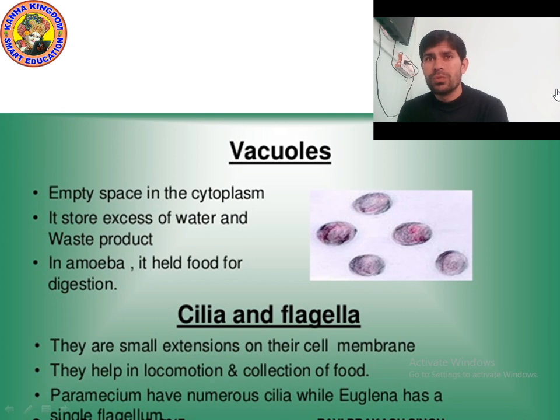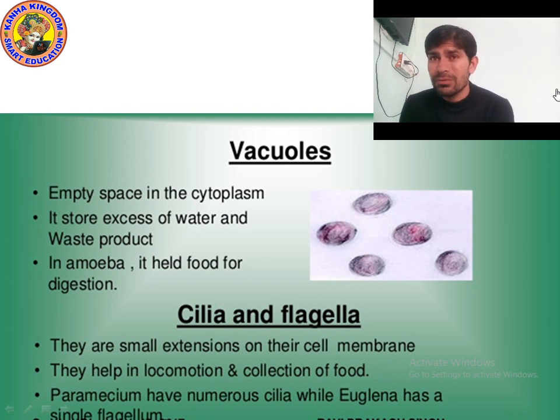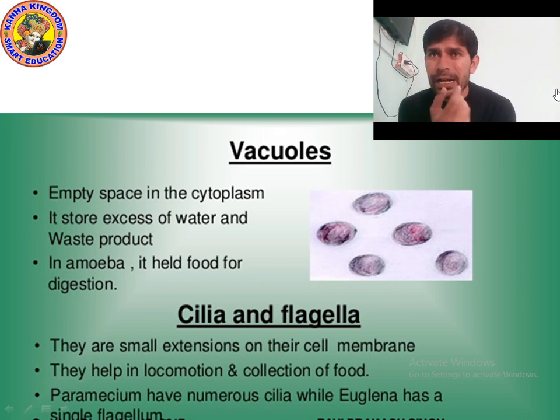So what is the meaning of cilia and what is the meaning of flagella? They are small extensions on the cell membrane. They help in locomotion and collection of food. Yes, what is cilia? Cilia means the hair-like structure.